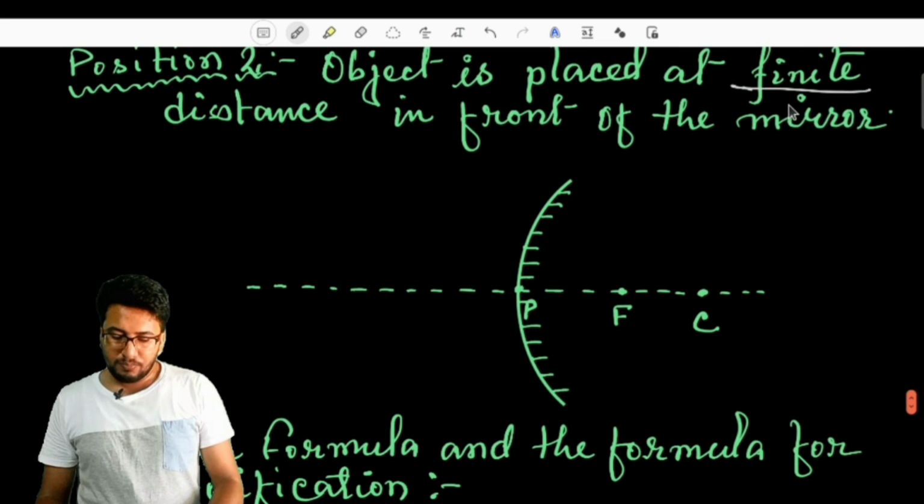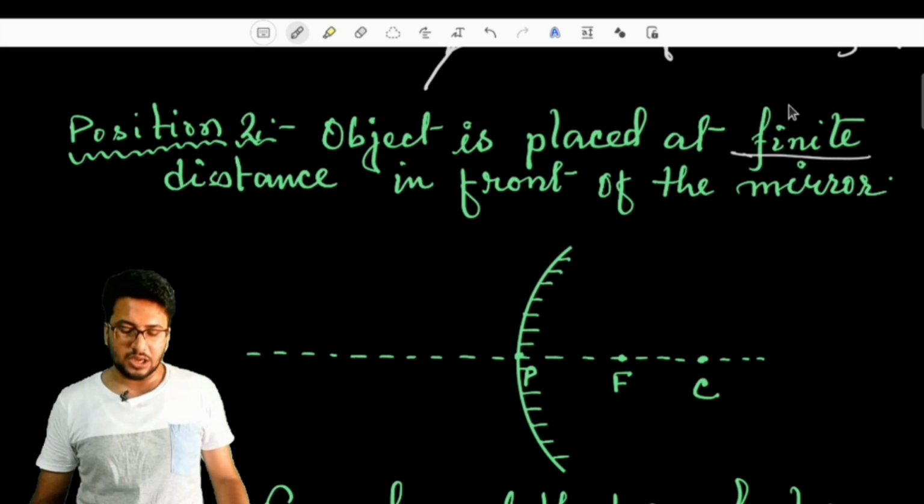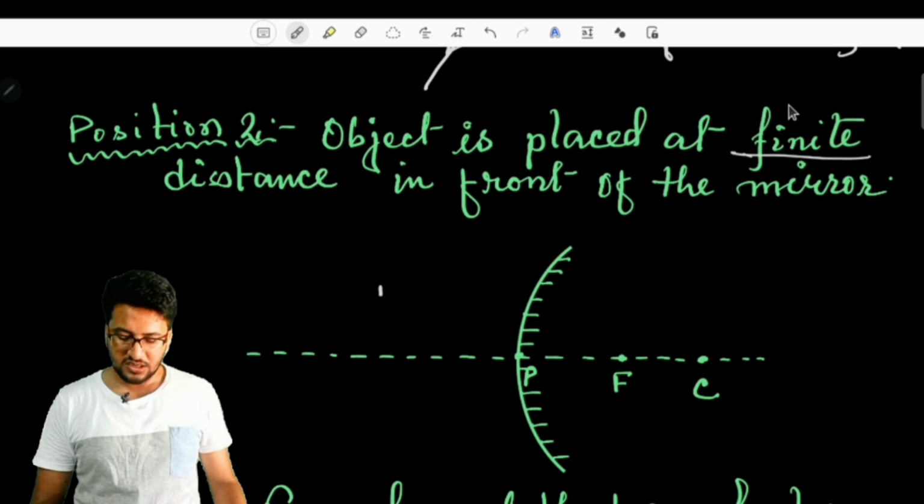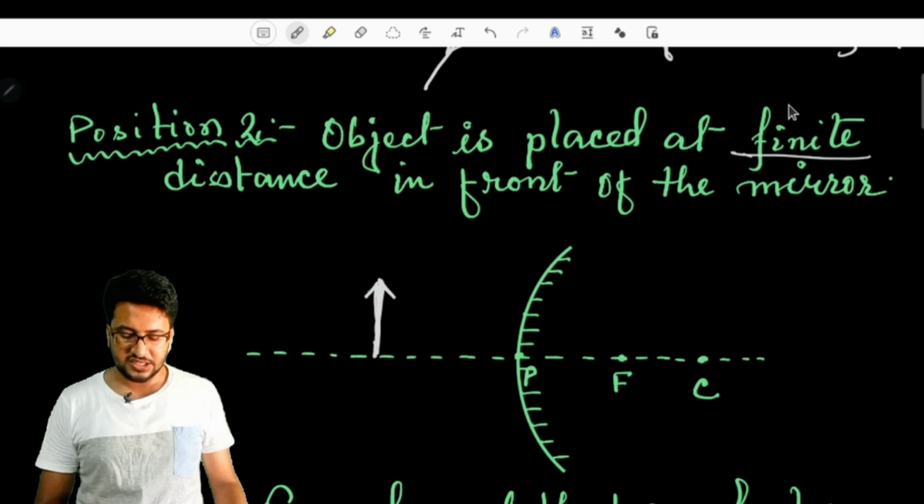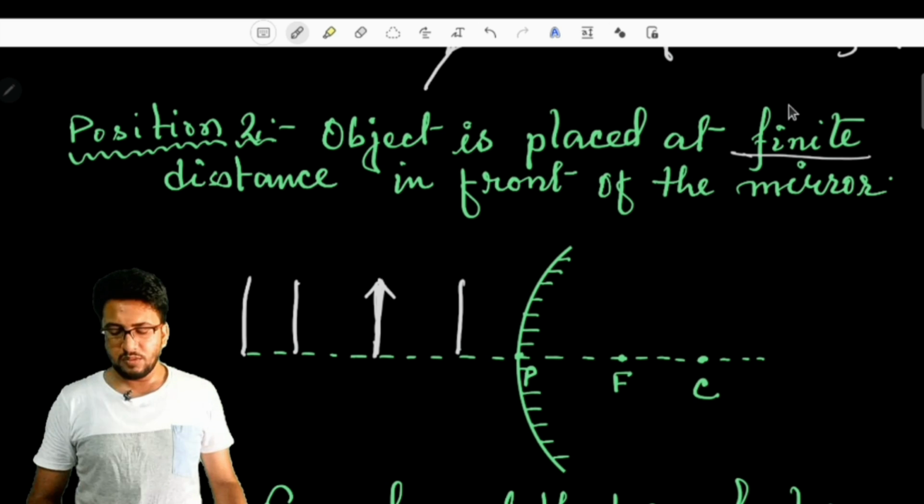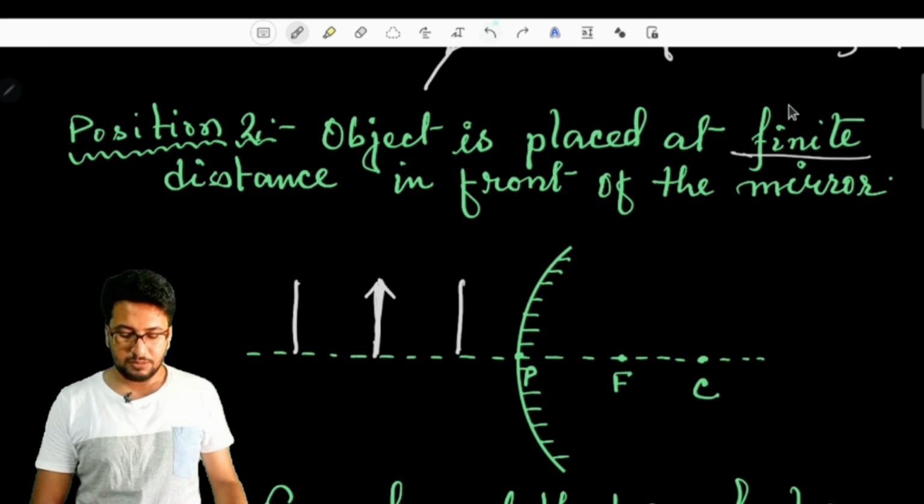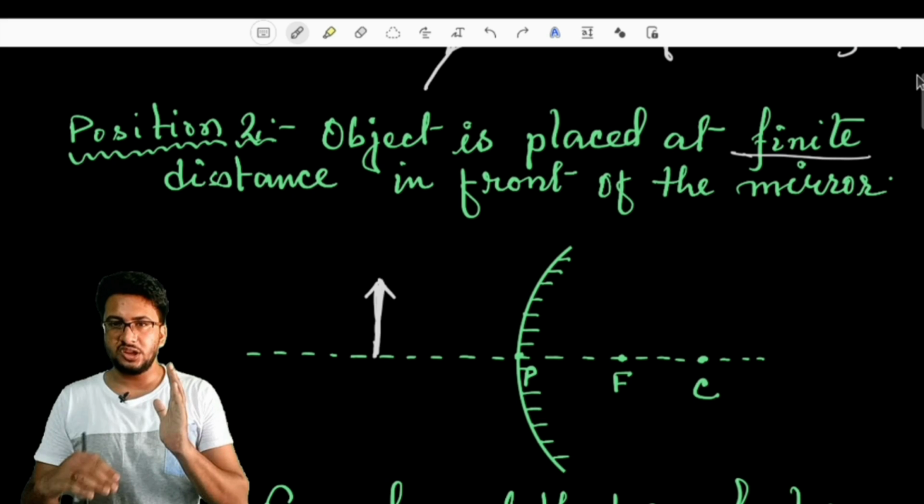So position 2 will be our finite distance. That means if we keep the object at any point where we can measure the distance between the object and the mirror, then that position is called the finite distance. Whether I keep the object here, here or here, at any point where these distances are measurable, the formation of the image will be similar in type. The position of the image can be slightly different, but the nature of the image formed when the object is kept in front of a convex mirror is always the same.